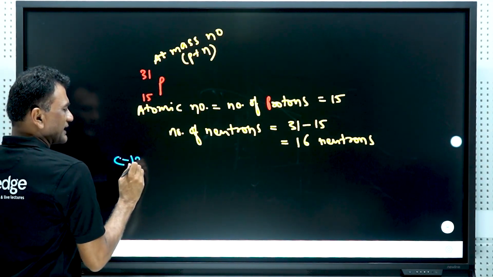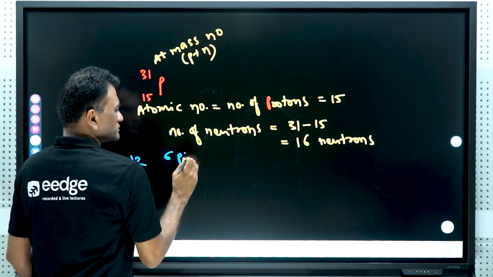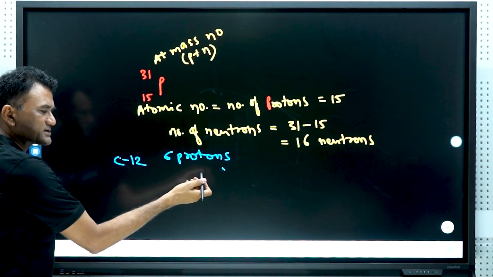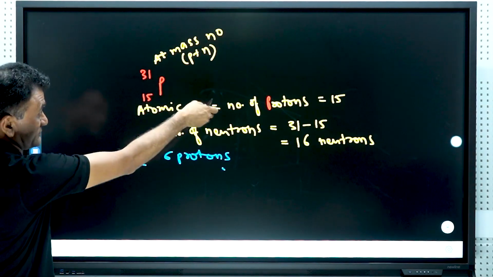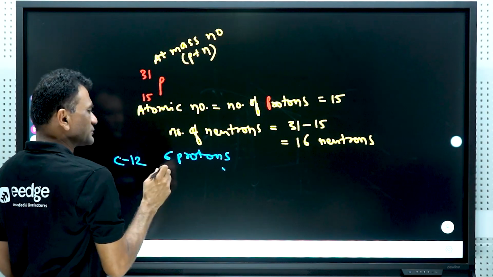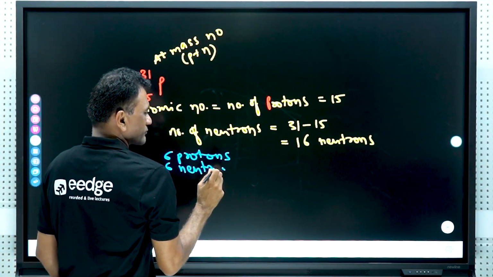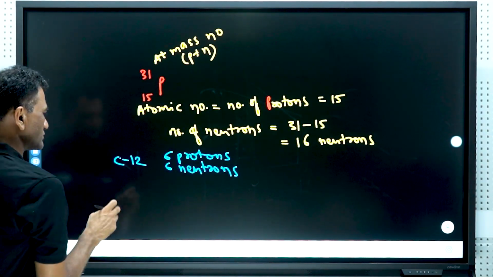Carbon, you can also write like this, carbon 12. So carbon 12 consists of 6 protons. As I have written carbon, atomic number is 6, so 6 protons, and 12 minus 6, the mass number minus atomic number, gives the number of neutrons. So carbon 12 consists of 6 protons and 6 neutrons.